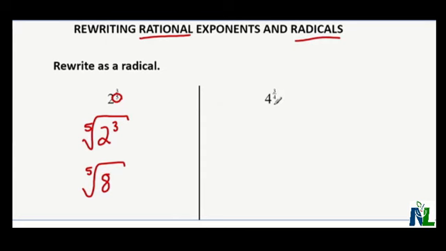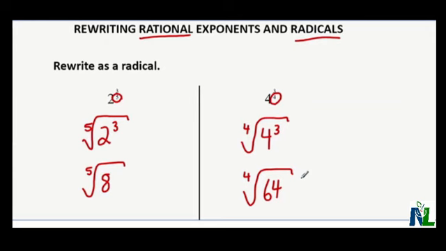So in this one, the denominator of our exponent is 4. That becomes the index. And we're left with 4 to the exponent of 3. And then 4 cubed could also be written as 64. So 4 to the 3/4, the fourth root of 4 cubed, and the fourth root of 64 are all equal to each other.